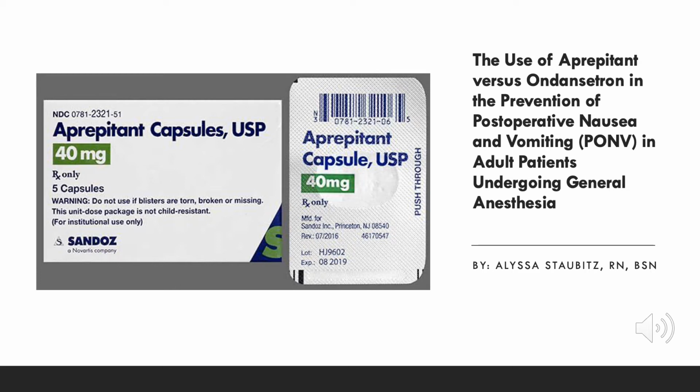This presentation will discuss the use of Aprepitant versus Ondansetron in the prevention of postoperative nausea and vomiting in adult patients undergoing general anesthesia. This will be presented by Alyssa Staubitz.